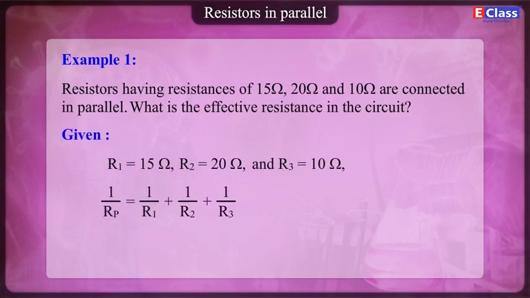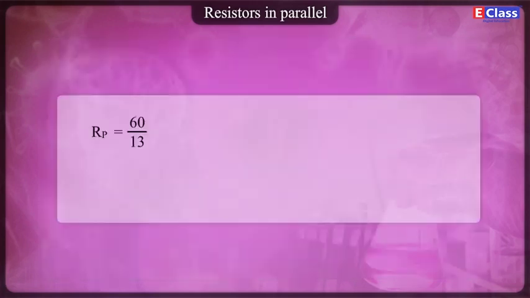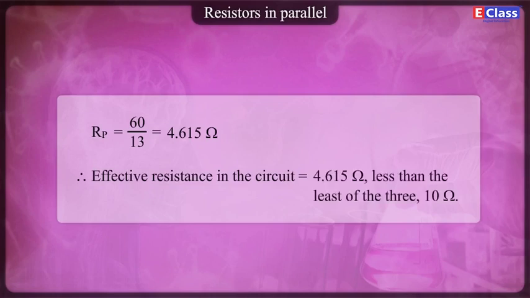1 upon Rp is equal to 1 upon R1 plus 1 upon R2 plus 1 upon R3. 1 upon Rp is equal to 1 upon 15 plus 1 upon 20 plus 1 upon 10, which is equal to 4 plus 3 plus 6 upon 60, which is equal to 13 upon 60. Rp is equal to 60 upon 13, which is equal to 4.615 ohm. Therefore, effective resistance in the circuit is equal to 4.615 ohm, less than the least of the three, 10 ohm.